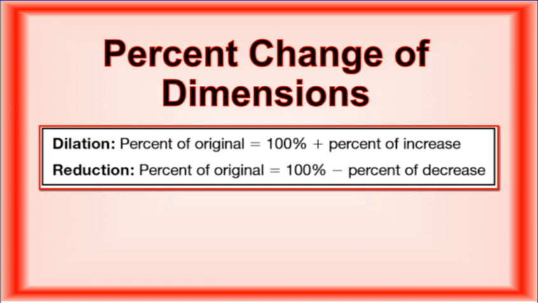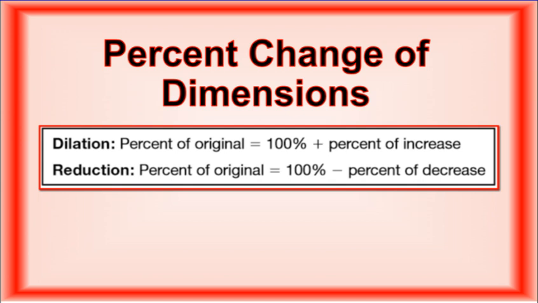We have dilation, which means percent of the original, dilation means it's bigger. So if the shape starts at 100%, a dilation means you add a percent of increase to it. A reduction means you start at your 100% and it gets smaller, so you subtract a percent, so a percent of decrease. And it's very important that you pay close attention to how it's being used.